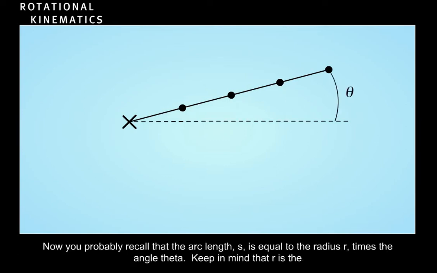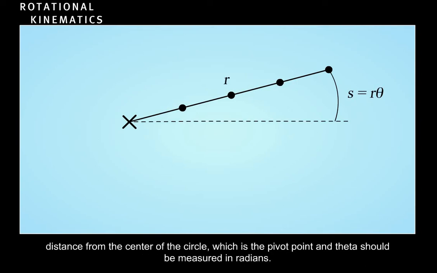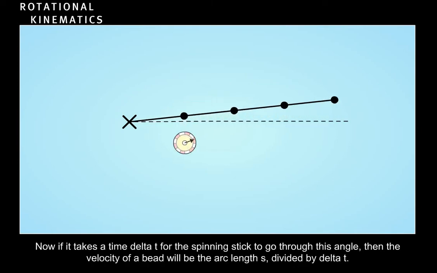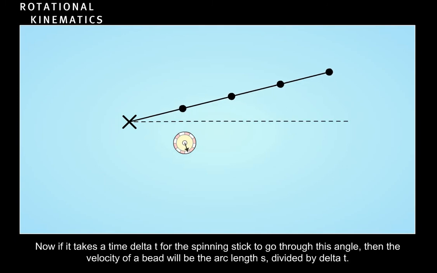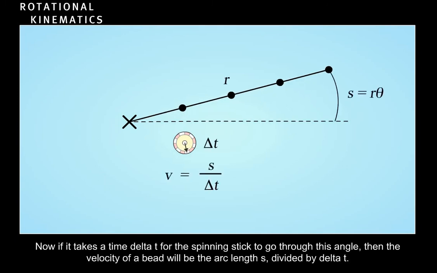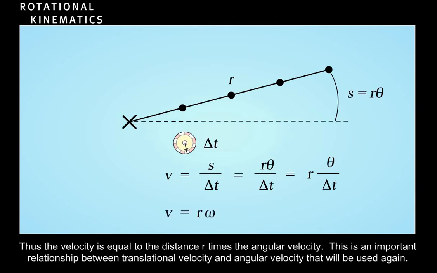Now you probably recall that the arc length, S, is equal to the radius r times the angle theta. Keep in mind that r is the distance from the center of the circle, which is the pivot point, and theta should be measured in radians. Now, if it takes a time delta t for the spinning stick to go through this angle, then the velocity of a bead will be the arc length S divided by delta t. Thus, the velocity is equal to the distance r times the angular velocity. This is an important relationship between translational velocity and angular velocity that will be used again.